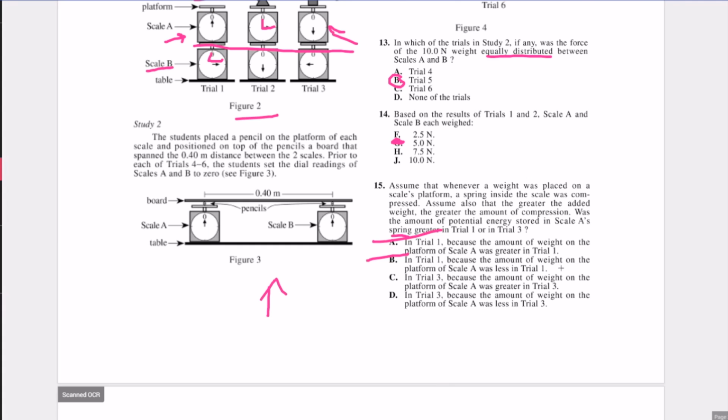So this option says because the amount of weight on this platform was greater in trial 3. So that's true. Let's check D just in case. It says in trial 3 because the amount of weight on the platform of scale A was less in trial 3. And it wasn't less, it was more. So that's not correct.